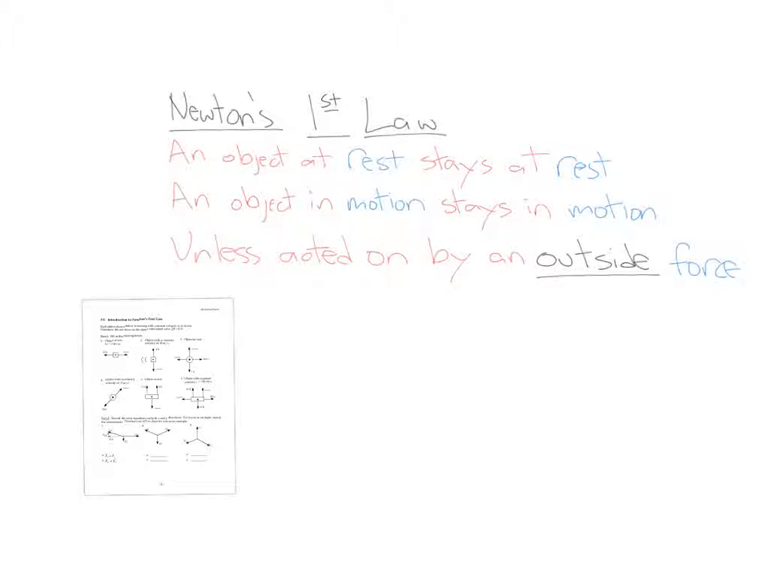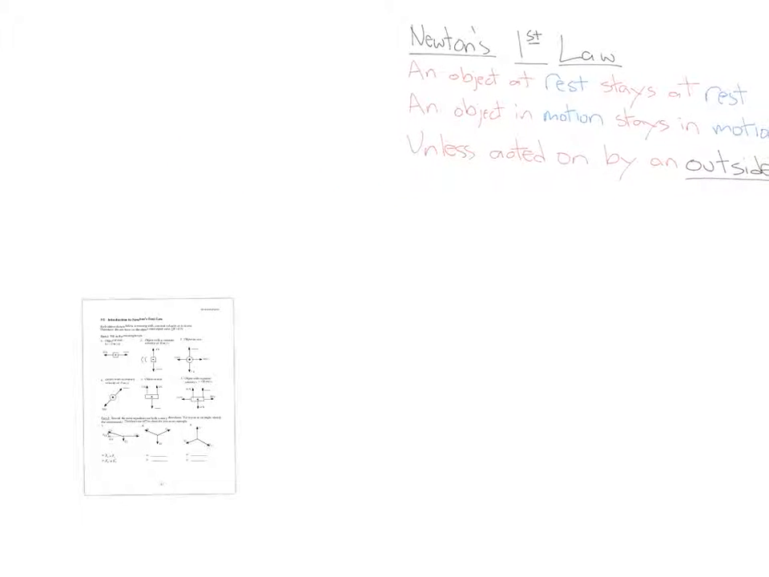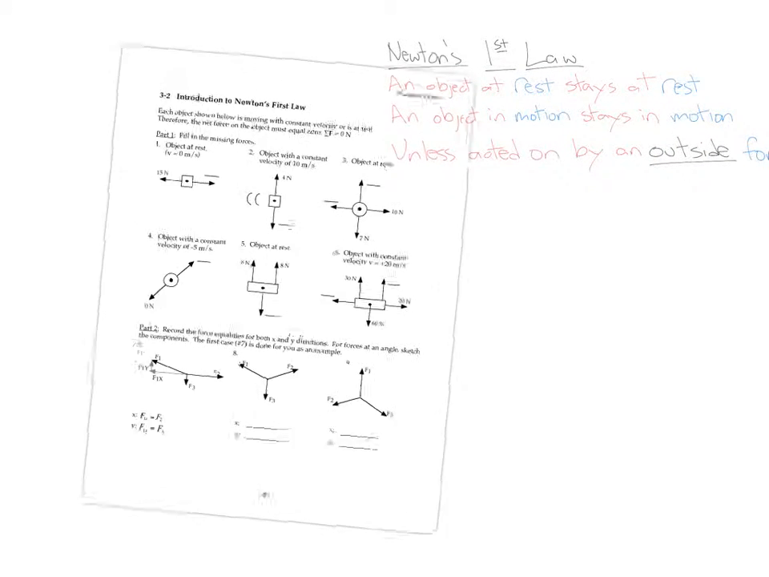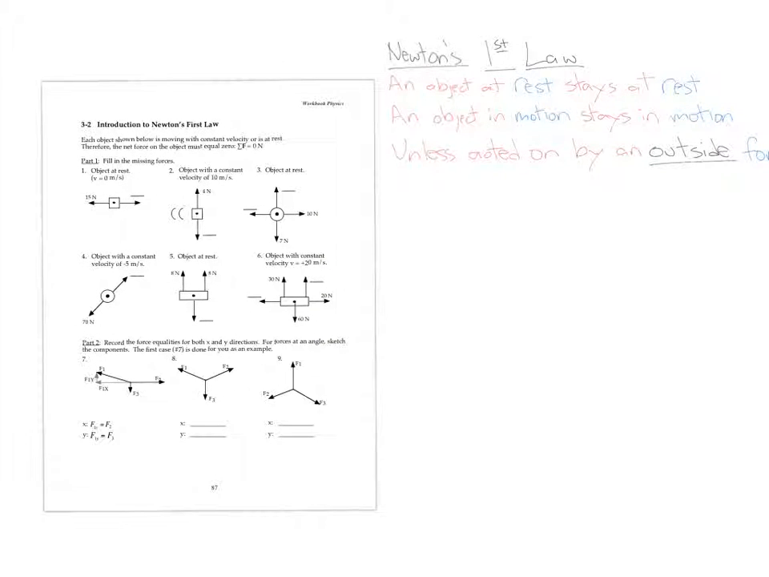We've talked about the idea of inertia, that objects have a property that's intrinsic to them that gives them the ability to either stay at rest or stay in motion unless you have an outside force. So now let's bring this to bear on this worksheet. How does this work in the real world? So if we look at the first one, for example, it says our object is at rest.